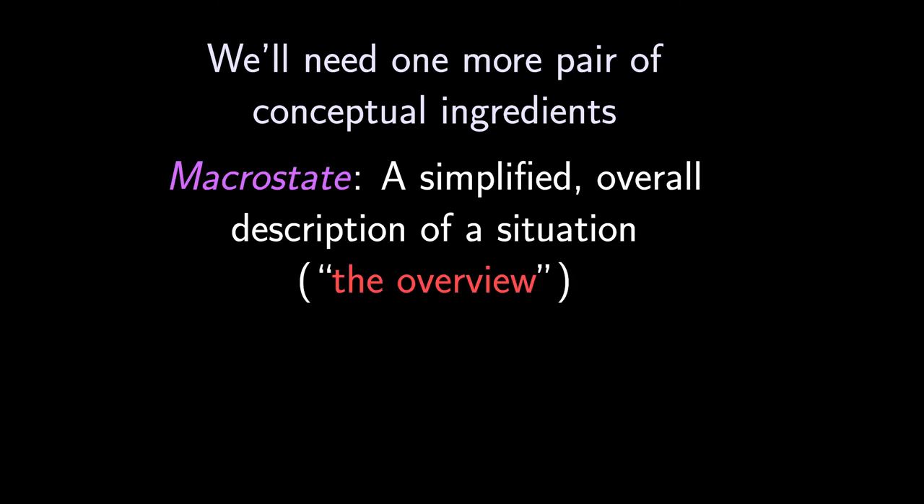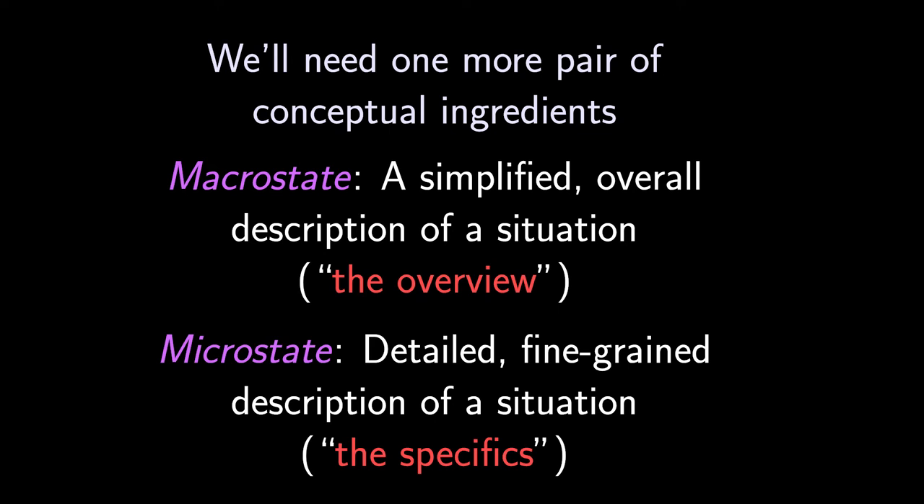We'll need one more pair of conceptual ingredients. The first is the notion of a macrostate. This is what physicists call a simplified overall description of some state of affairs. This is the overview of some situation as the macrostate. A microstate is a detailed, fine-grained description of a particular situation. This is the specifics, okay?